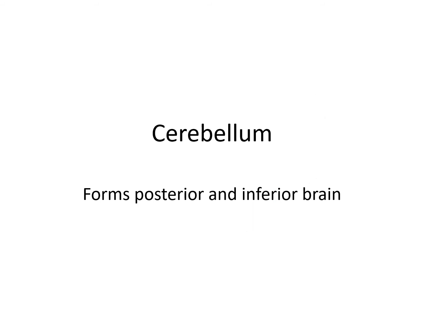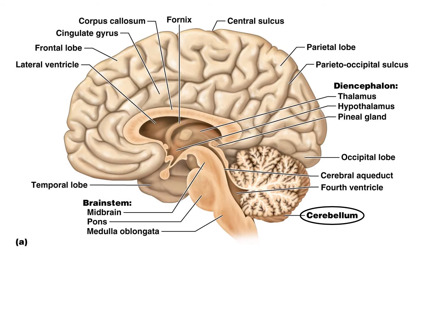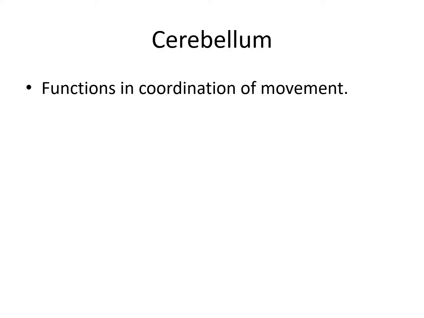Okay, finally, the cerebellum. This forms the posterior and inferior part of the brain, which we showed in a previous lecture. You really can't miss it because the cerebellum is a fairly large structure here. And if you remember, it has cerebellar hemispheres, much like the cerebrum. And remember, we said that the white matter forms tree-like structures called the arbor vitae. The cerebellum functions in the coordination of movement.